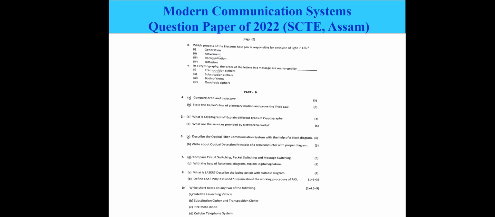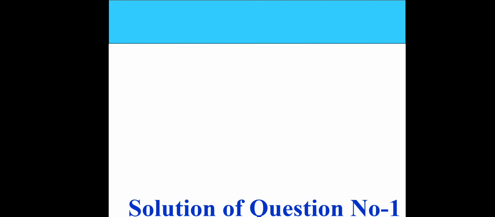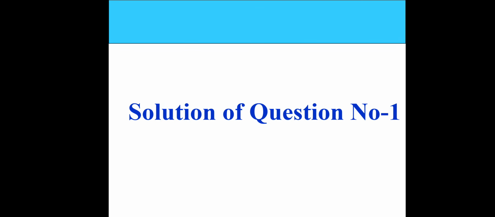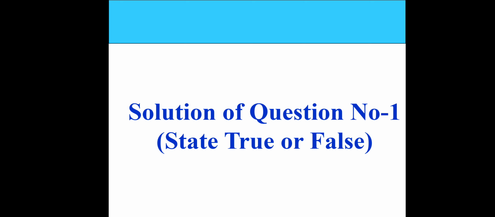So this is part B. There are 5 questions. You have to attempt any 5 questions from part B. Each question carries 9 marks. So let's see the solution of question number 1, that is true or false.